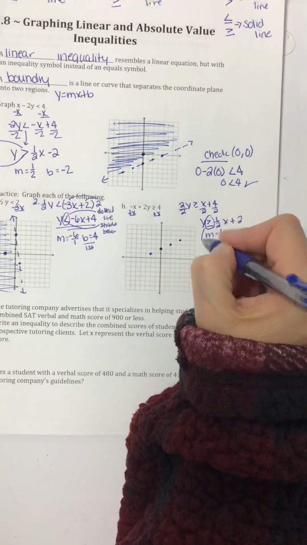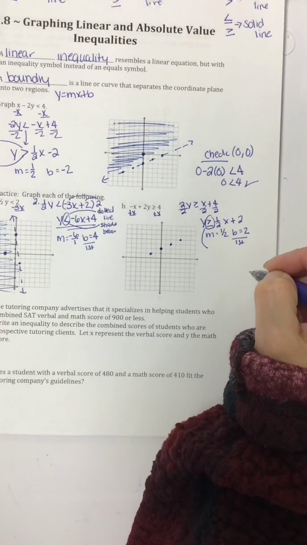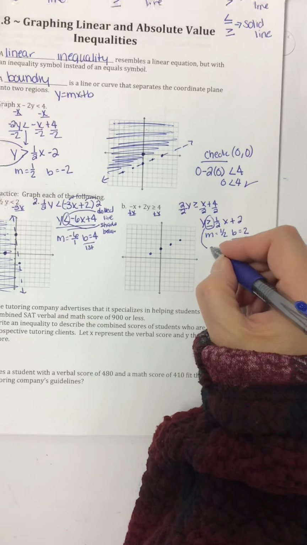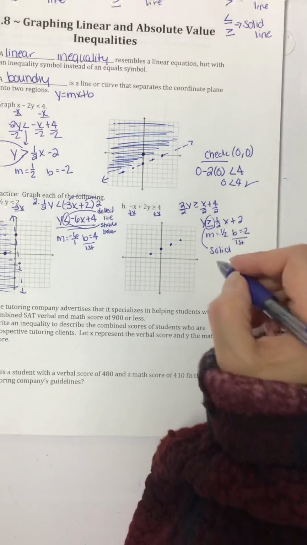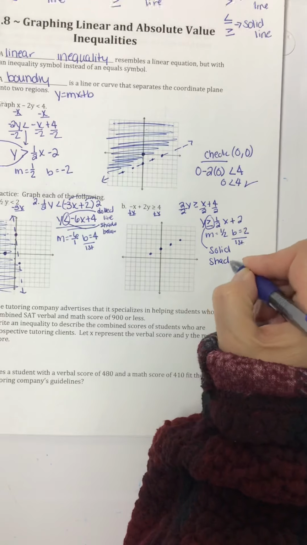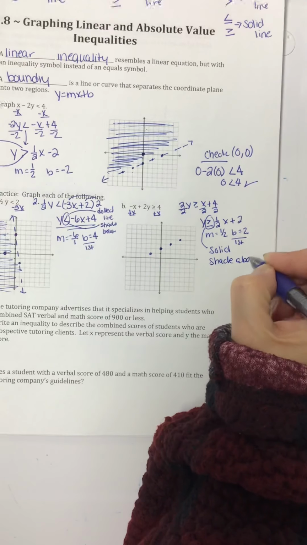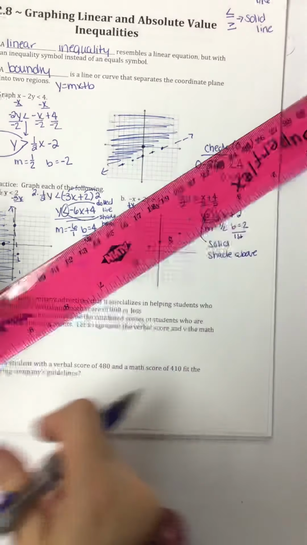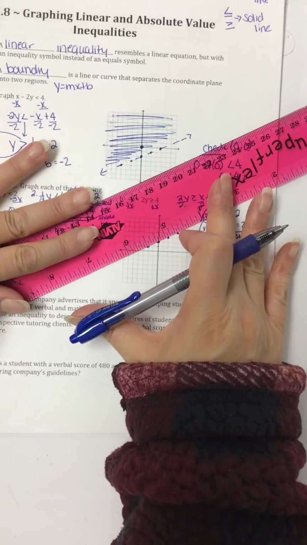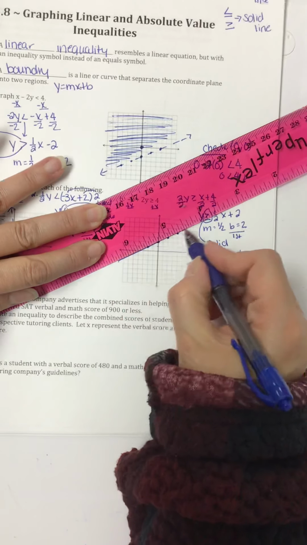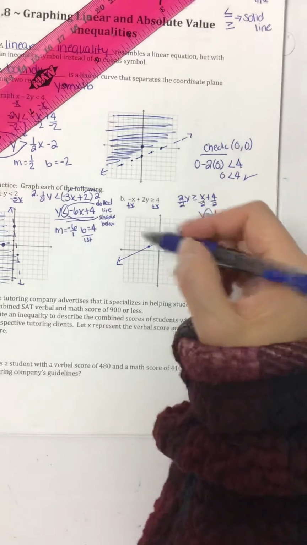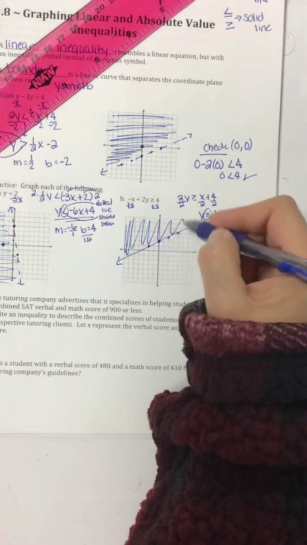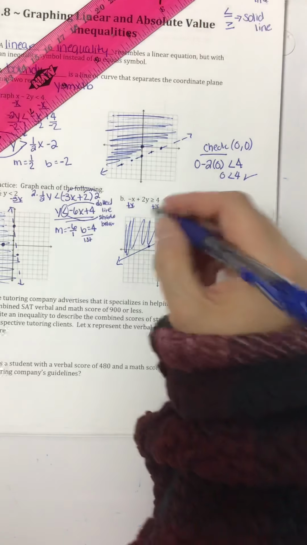Now, here this is equal to, isn't it? So if it's equal to, that tells us it's going to be a solid line. And because it's greater than, we would shade above. So we graph our line, we shade above, and then we would need to pick a point.